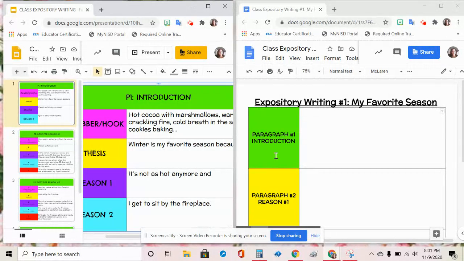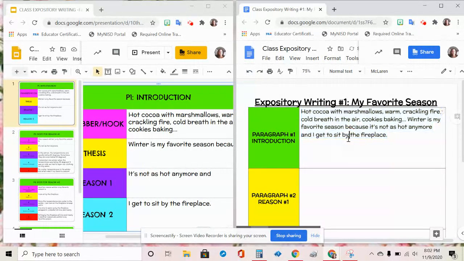So what I'm going to do is take all of the sentences that I typed into slide 1 for paragraph 1 and type them as one paragraph inside the section labeled paragraph 1 introduction. And it's going to look like this. All right, so this is my paragraph 1 introduction. Hot cocoa with marshmallows, warm crackling fire, cold breath in the air, cookies baking. Winter's my favorite season because it's not as hot anymore and I get to sit by the fireplace.